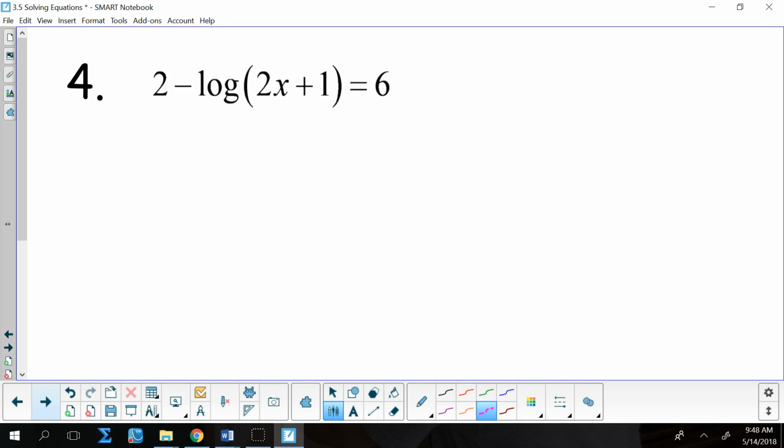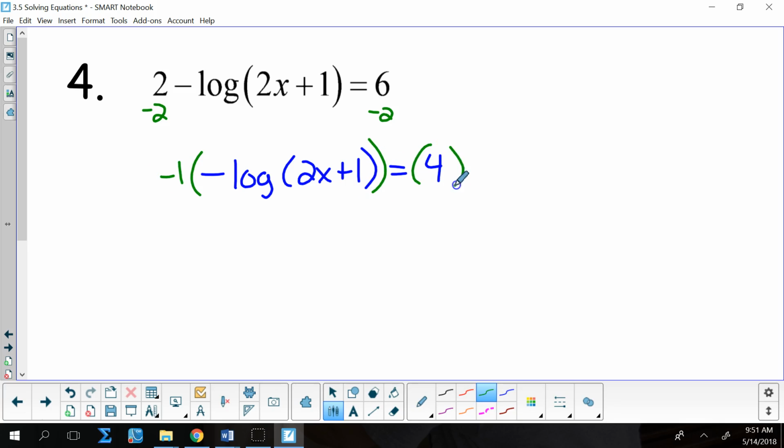Try this one, please. Do a spot check here. First thing, subtract 2. That gives me negative log of 2x plus 1 equals 4. Then what? Divide by negative 1 or multiply by negative 1, either way. So that gives me log of 2x plus 1 equals negative 4. Yes? Okay, now what?